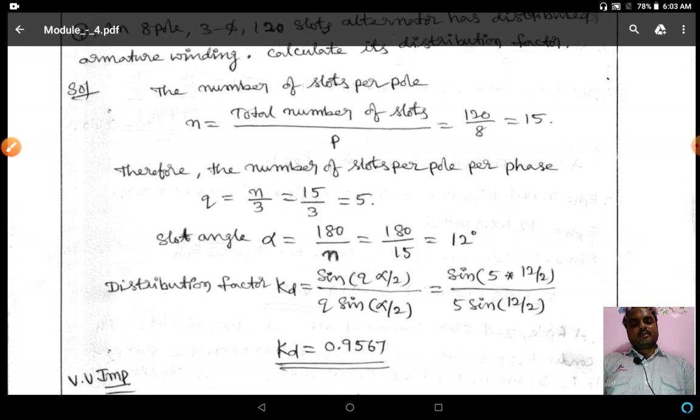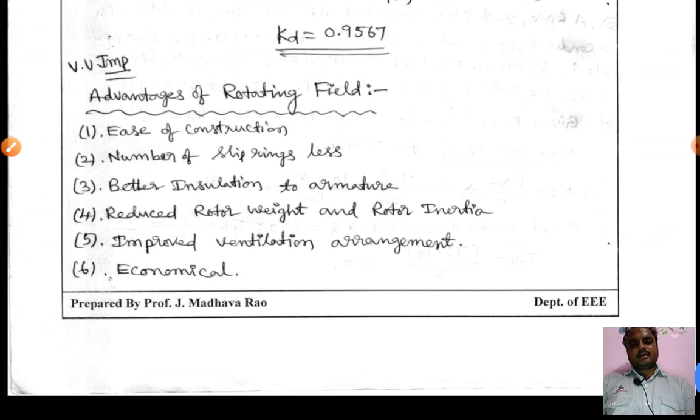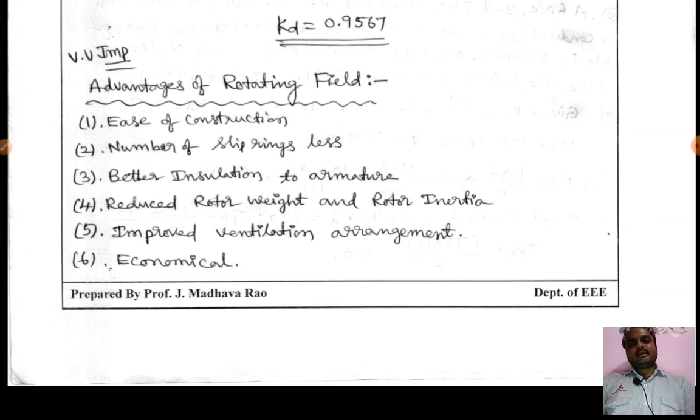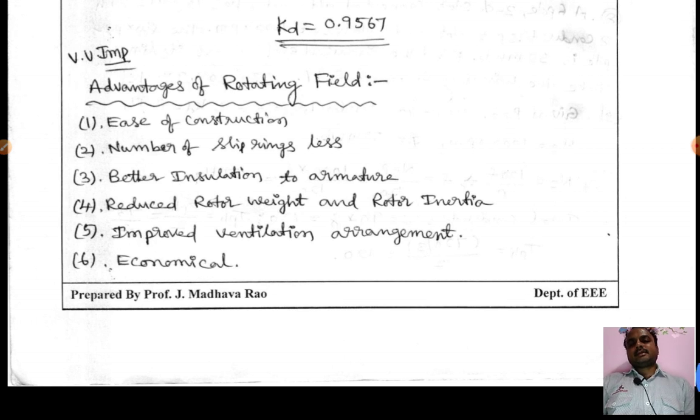So here one more theory question is here. Sometimes they may ask in the examination, write the advantages of rotating field or write the advantages of stationary armature winding. So here we have some advantages. So field is rotating, armature conductors are stationary. So these following advantages we have.